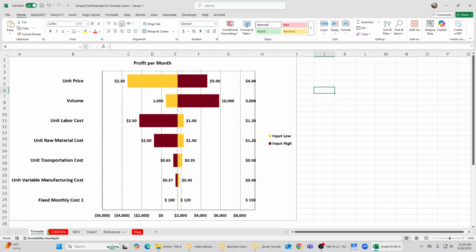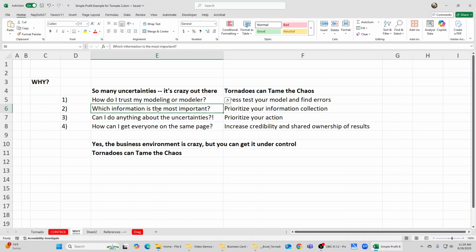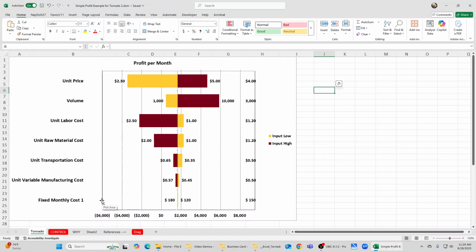But again, to get back to our question, which information is the most important? Well, when you look at the tornado, probably the top one or two, maybe three here. Typically, it doesn't go more than 5 or 6 of the top uncertainty bars. This helps you prioritize. And so when you look at this, these things can swing the profit per month. And notice in this particular example, it goes from positive to negative depending on the value of your inputs.